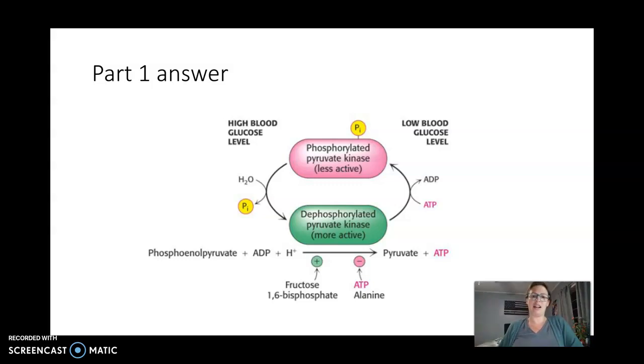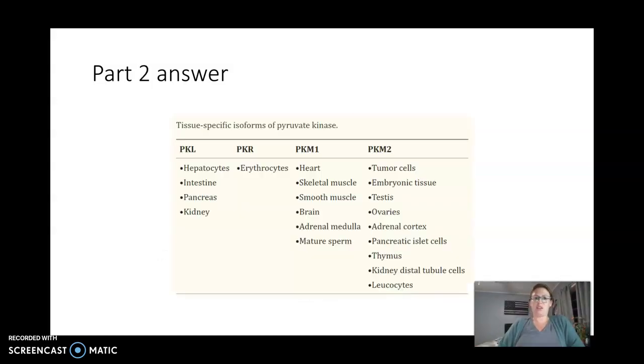Part 2 of the question discusses cancer cells and how cancer cells predominantly express type M2 pyruvate kinase as opposed to the other three. So these are the 4 types of isoenzymes of pyruvate kinase.